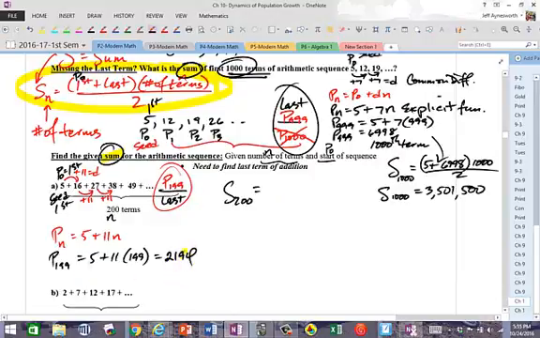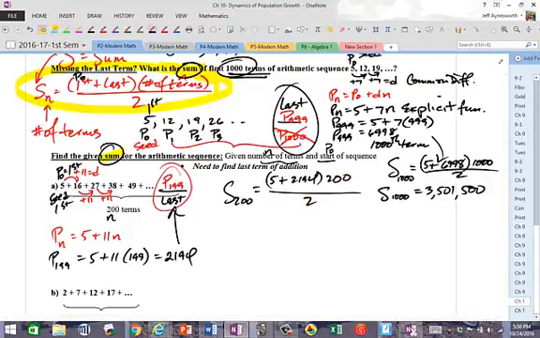That's this one right here. So here we go, first plus last. So 5 plus 2,194 times the number of terms, times 200, divided by 2. Remember, this means the number of terms. That's this. And that's this too, by the way. Okay, and so what do you get?